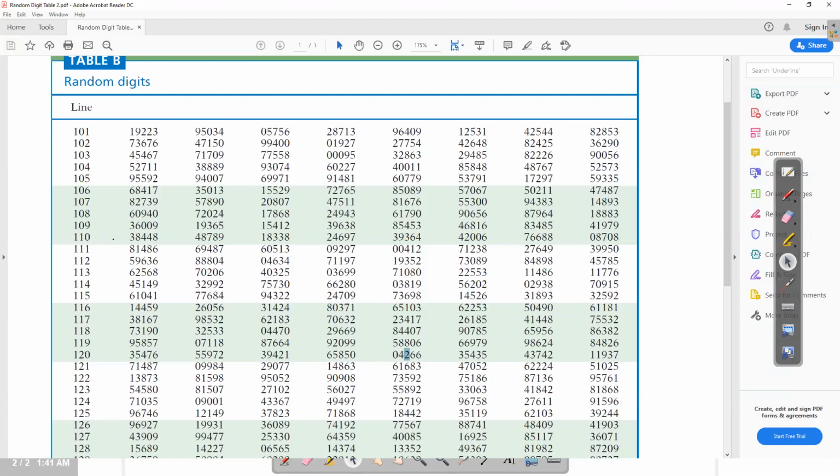But since we're in a class setting, just for the sake of making my grading easier, we want to have the same solution, right? So anytime we do a random digit table lookup, I will ask you to read from a specific starting point, just so that everyone will have the same correct answer.